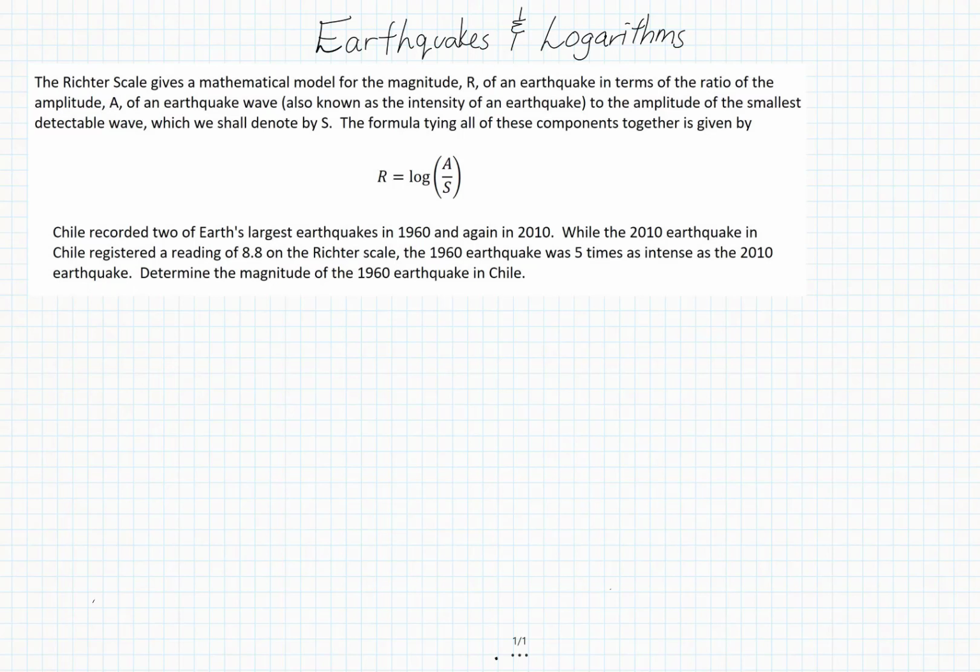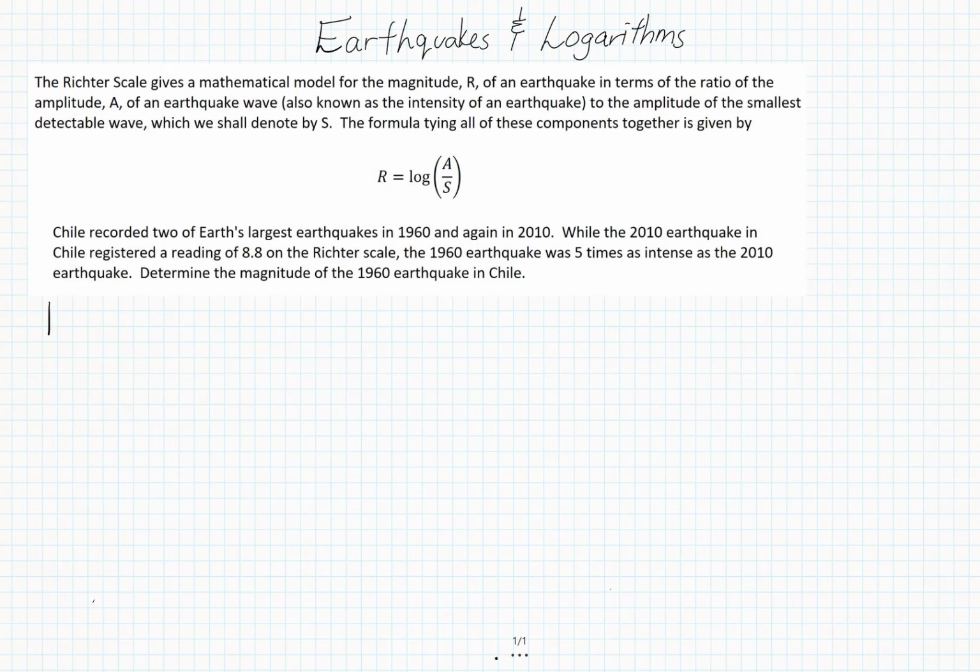For this problem, Chile recorded two of the largest earthquakes, one in 1960 and another in 2010. The 2010 earthquake registered a reading of 8.8 on the Richter scale. The 1960 earthquake, in comparison, was 5 times as intense as the 2010 earthquake. Can we determine the magnitude of the 1960 earthquake in Chile? And the answer is yes.